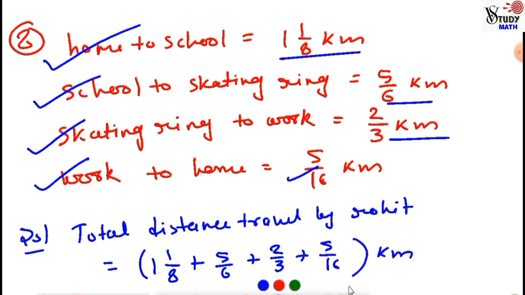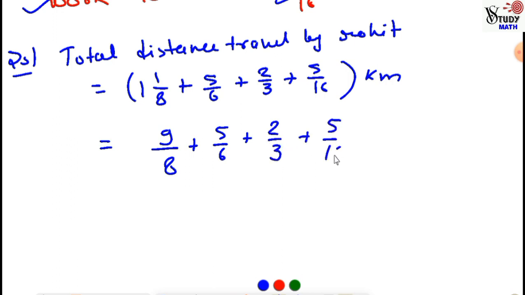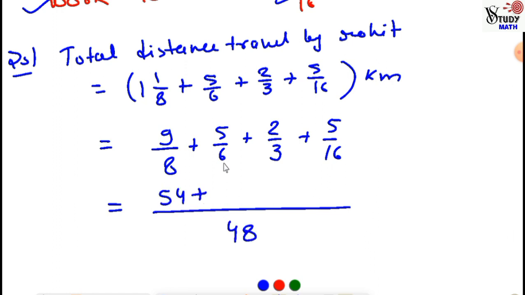Now open the mixed fraction, take the LCM. So we have 9/8, 5/6, 2/3, 5/16, and the LCM will be 48. 6 times 9 is 54, 8 times 5 is 40, 16 times 2 is 32, and 3 times 5 is 15. Now add them.